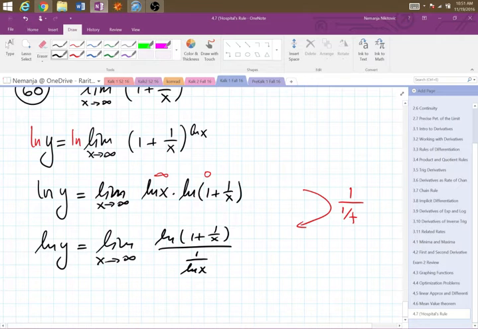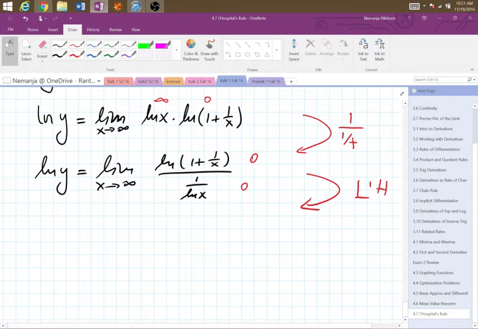So what do I have? I have 0 over 0. Very good. Which means that I can unleash L'Hopital's rule. Don't forget the limit. Minus 5 per line.